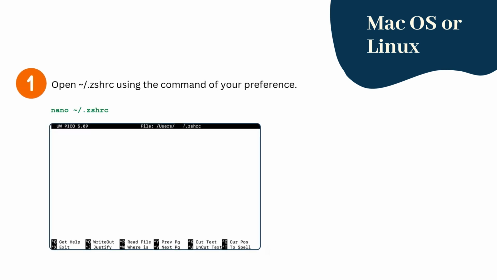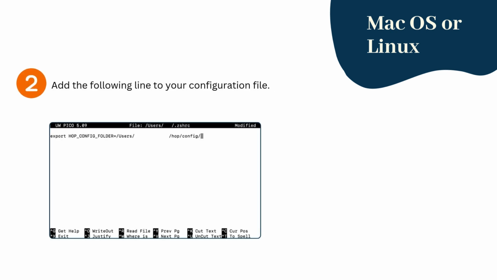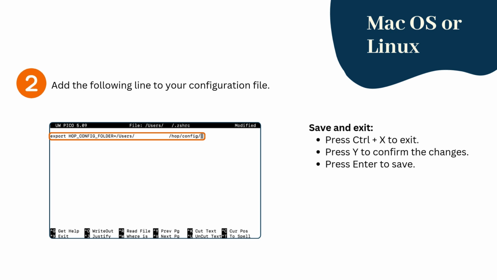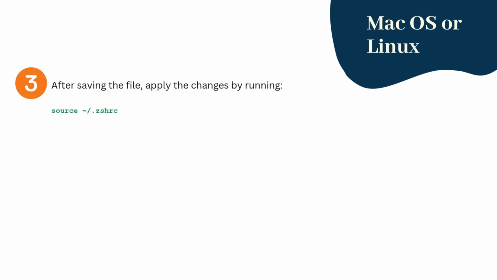In macOS or Linux, open your terminal and edit your shell configuration file. For example, open .zshrc using the command of your preference. Once opened, add the system environment variable. Add the following line to your configuration file. Then save the changes. After saving the file, apply the changes by running.